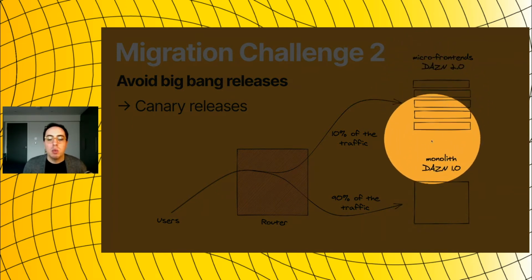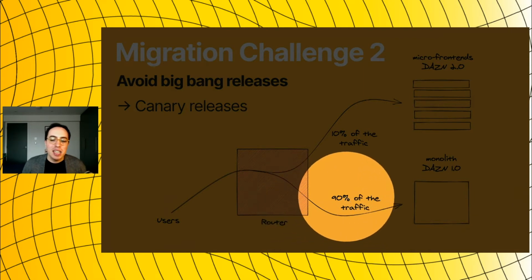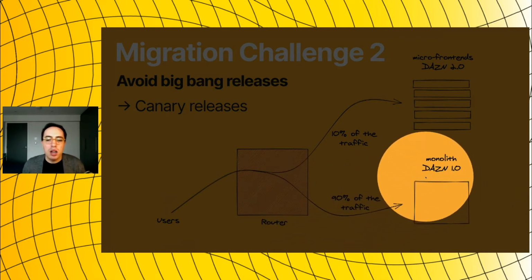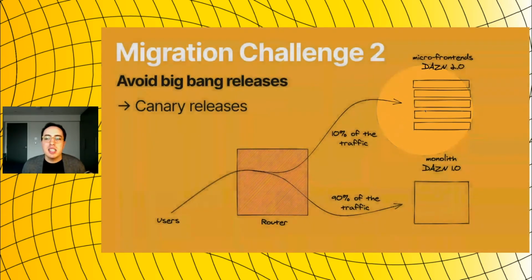In our context, we are routing with a router, this time in between. Let's say 90% of the traffic still on the monolith and 10% of the traffic on the micro-frontends. This granularity allows us to minimize the impact that we have on our final users. So we release to a small percentage, we see our metrics, we set up the alerts, the dashboard. If everything looks green, we increase that percentage. And we keep repeating that until we are live.